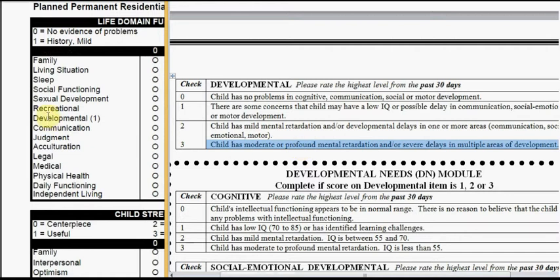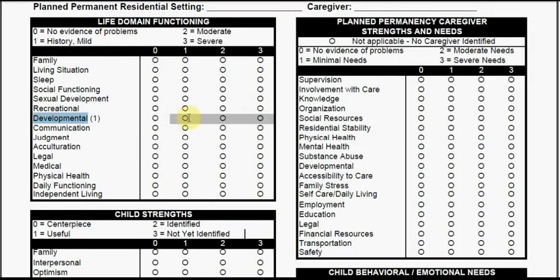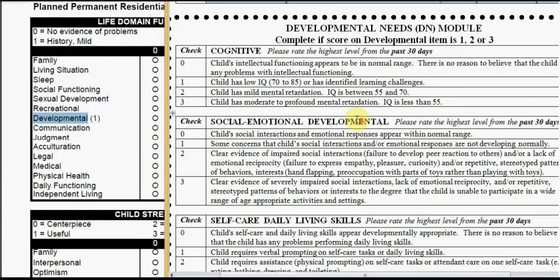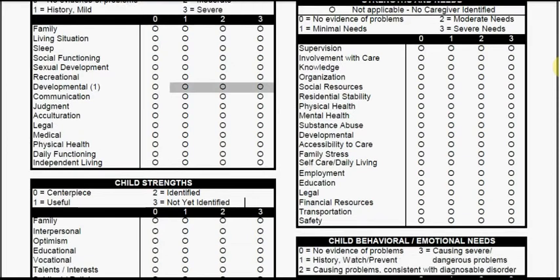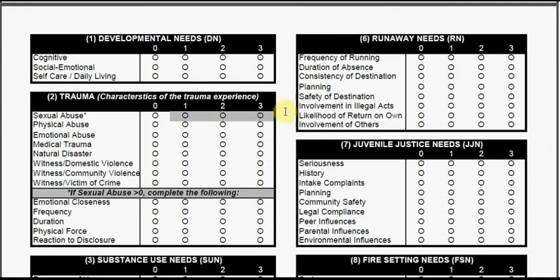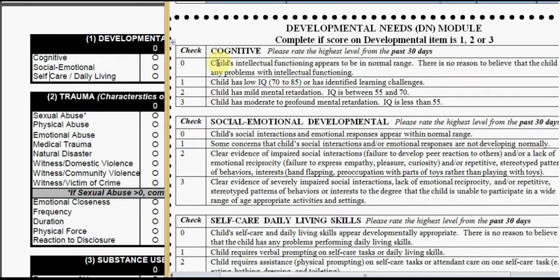So let's imagine that the child did score a 1, a 2, or a 3. And so we would go to the back of the form and complete the module on developmental needs. So for sake of clarity, I'm going to show the module on the back of the form. And here it is. Developmental needs. Here it is. Cognitive, social, emotional, self-care, daily living. And this is the scoring for cognitive.